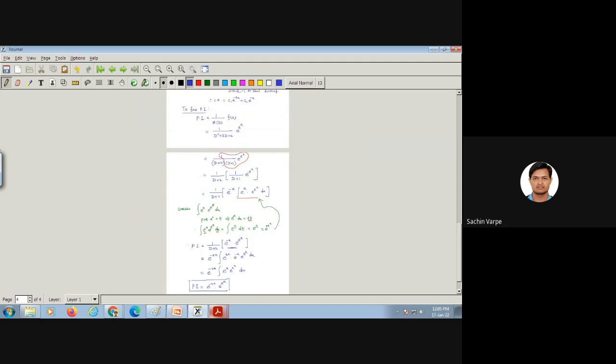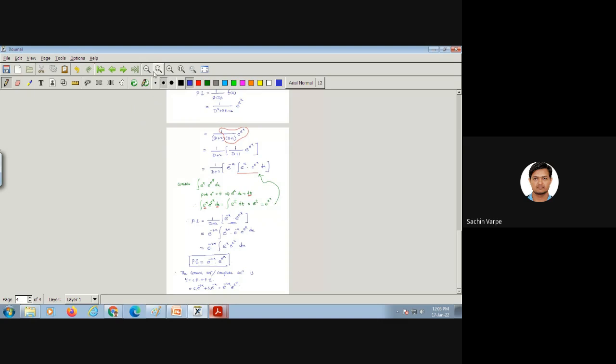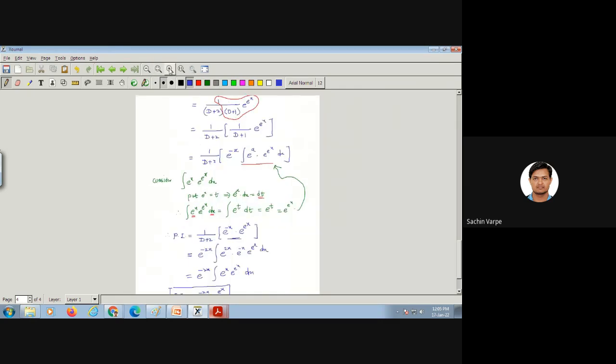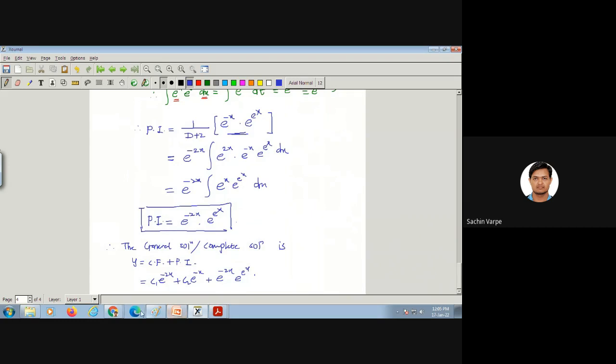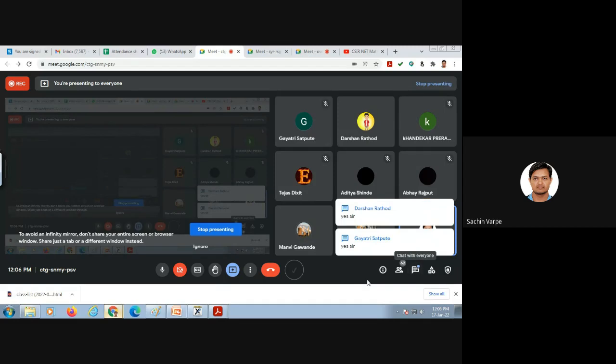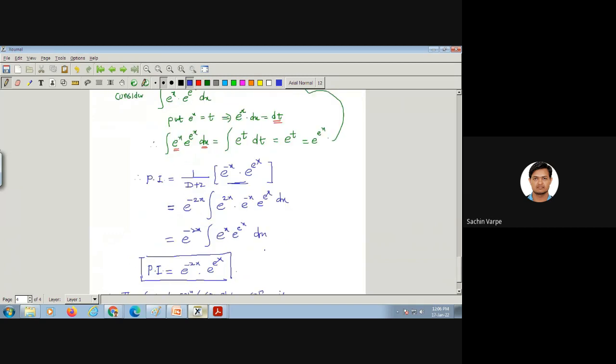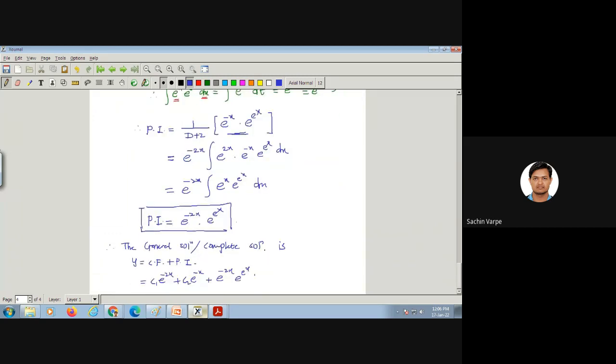Everyone, please do reply in the chat box if any doubt, any question. Is everything clear to everyone? General method. Very good. So you can solve a few more questions on this general method.